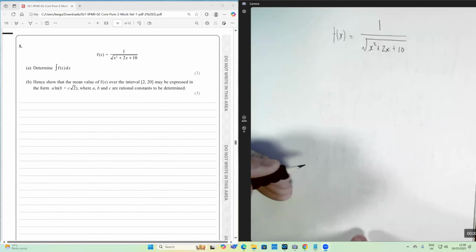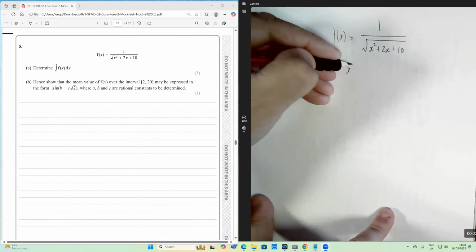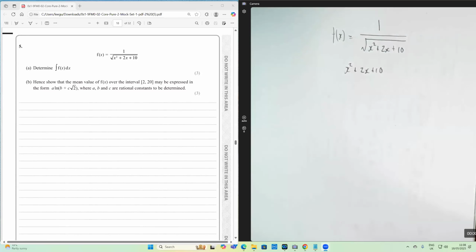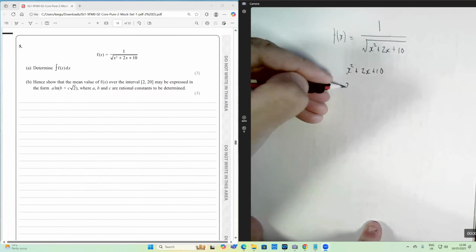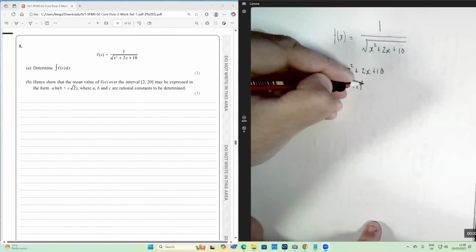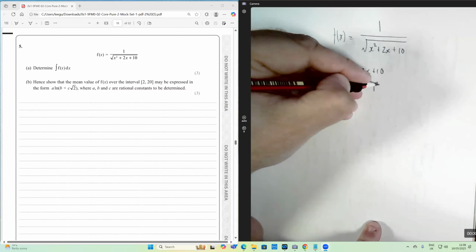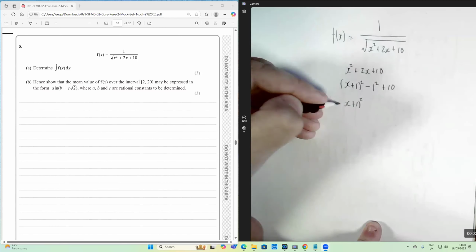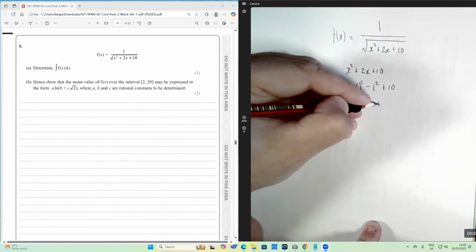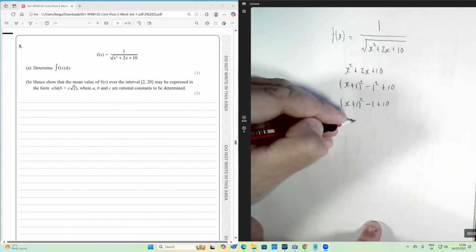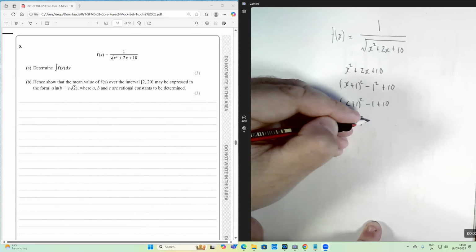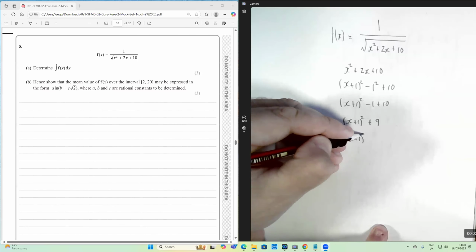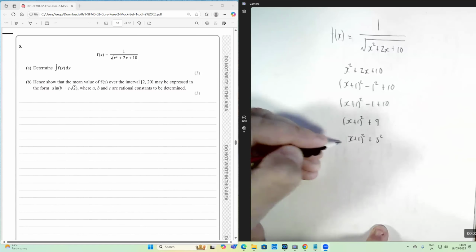In order to do that, we need to complete the square on our quadratic. So x squared add 2x add 10. When we complete the square on this, we go to x add 1 all squared minus 1 squared add 10. That gives us x add 1 squared minus 1 add 10, which goes to x add 1 squared add 9, which we could think of as x add 1 squared add 3 squared.